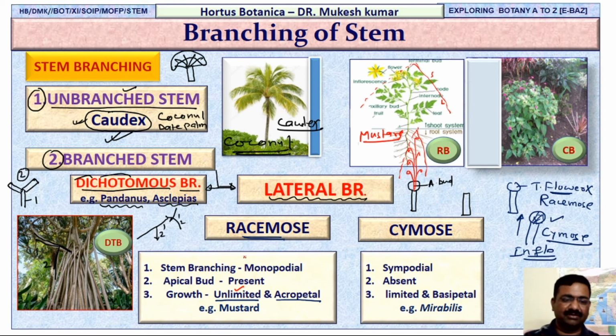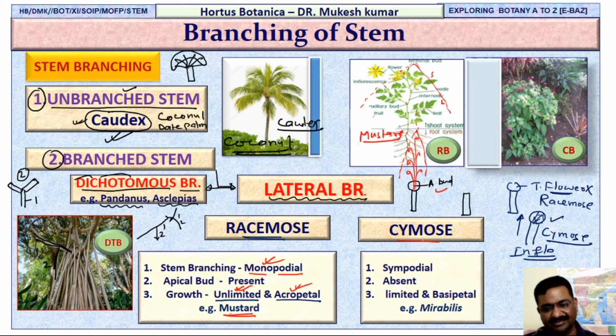Isn't it? So always remember, from this single structure the branches are rising, so it is called stem branching. Mono means one, podial means branch; single branches are coming on the single main stem, that's why it's called monopodial. Okay, the apical bud is present, that's why its growth continues, so it is unlimited and shows acropetal growth, and this is very common in mustard as I saw in this diagram.